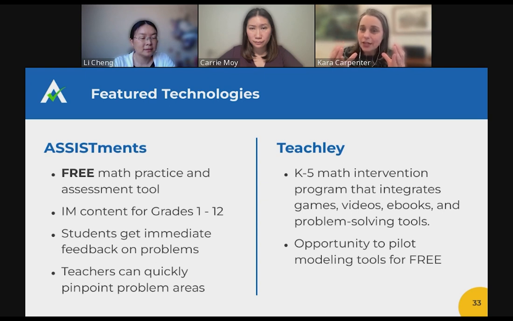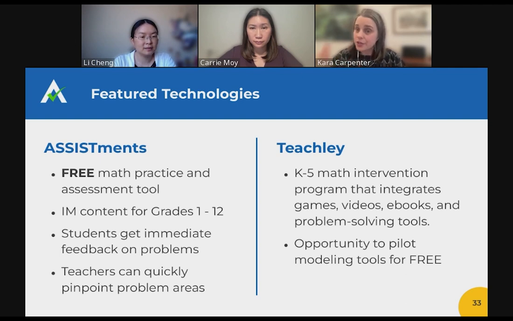Now we're going to talk specifically about how those 5 practices can be supported by different technologies. There are 2 main technologies that we're going to focus on today. We have the ASSISTments platform, which is a free math practice and assessment tool that already has inside of it all of the illustrative math content for grades 1 through 12. I saw at the beginning some of you are middle school teachers; ASSISTments is useful for that whole span. Some of the amazing things about ASSISTments is students get immediate feedback on the problems as they're working through them, and as a teacher, you can quickly pinpoint problem areas or places where kids are struggling.